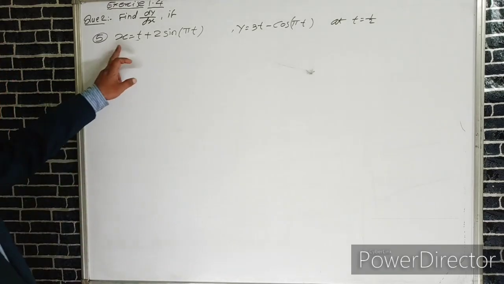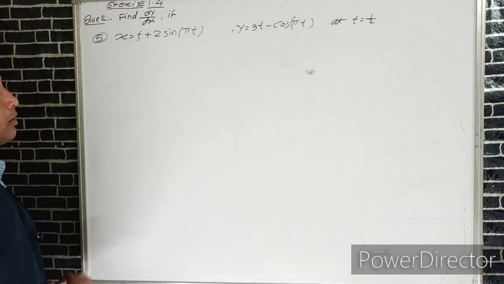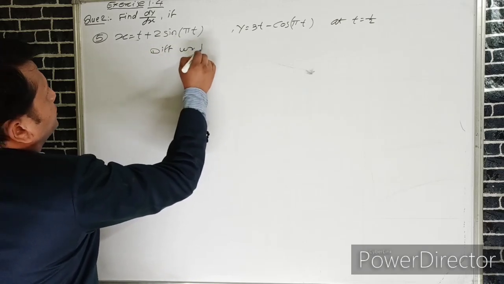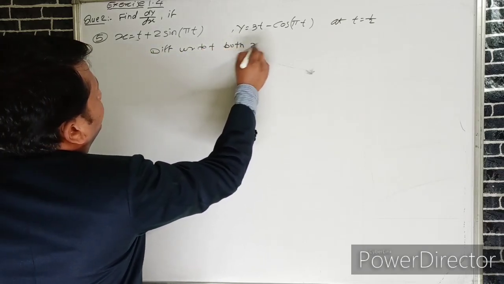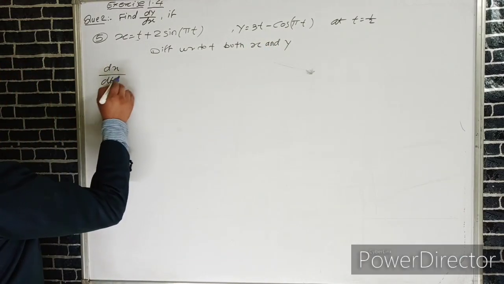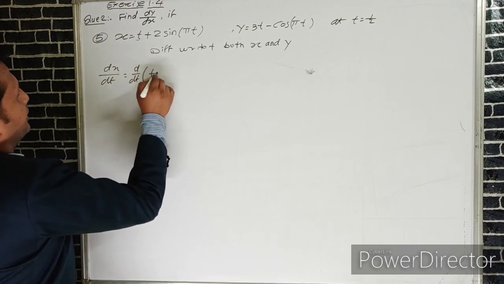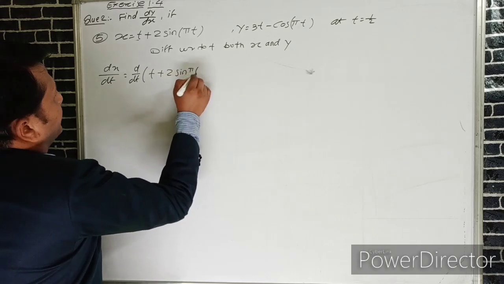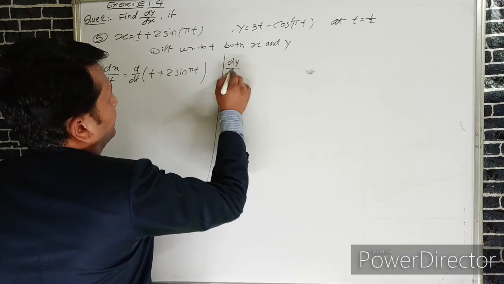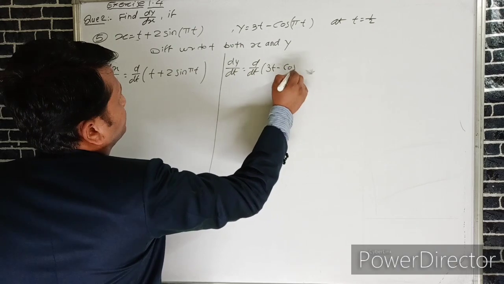Next one, x is equal to t plus 2 sine of pi t, y is equal to 3t minus cos of pi t. First we differentiate both x and y with respect to t. We can write dx upon dt is equal to the derivative of t plus 2 sine pi t. Again, dy upon dt is equal to the derivative of 3t minus cos of pi t.